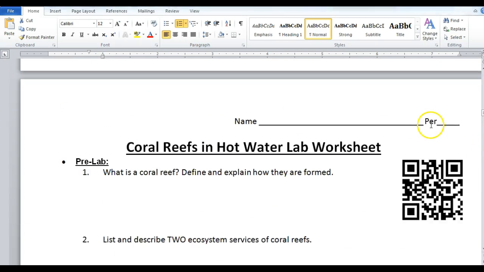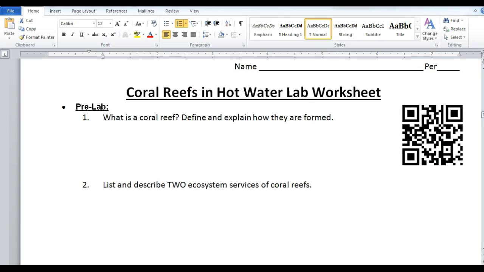All right, on your worksheet, so what is a coral reef? Who can tell me? What's a coral reef? Okay, it's an ecosystem. What's it made out of? What are coral reefs made of? Okay, calcium skeleton. So calcium carbonate. You guys remember when I talked about the carbon cycle and how organisms use dissolved carbon dioxide to create their shells? Okay, calcium carbonate. So these calcium skeletons are basically made by coral.